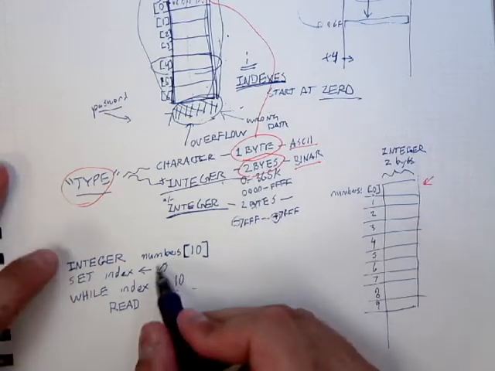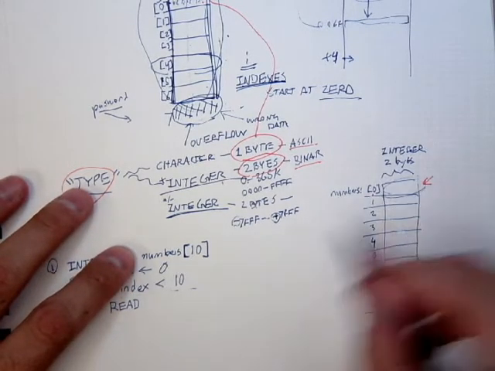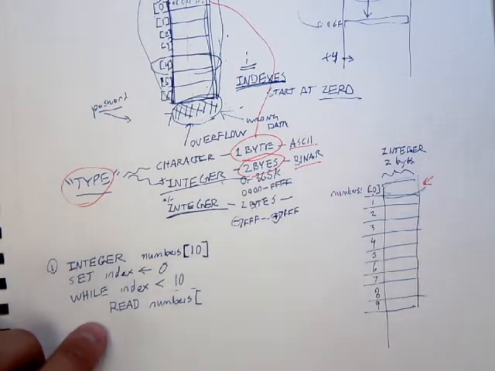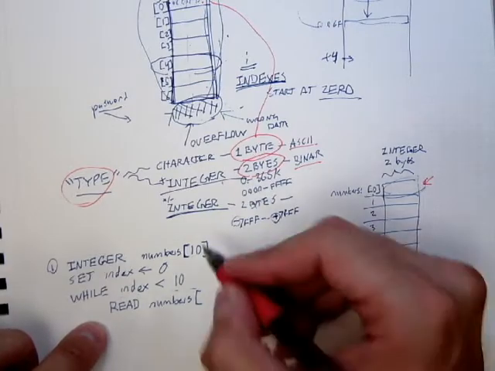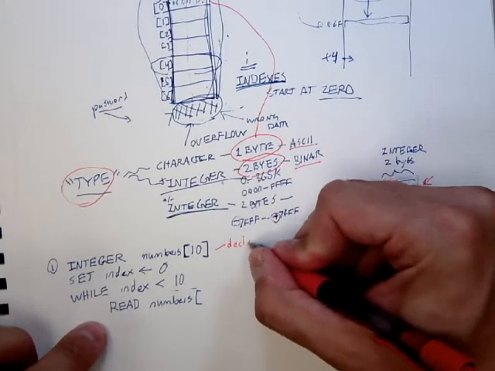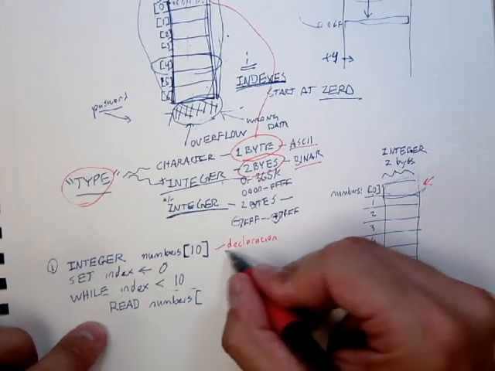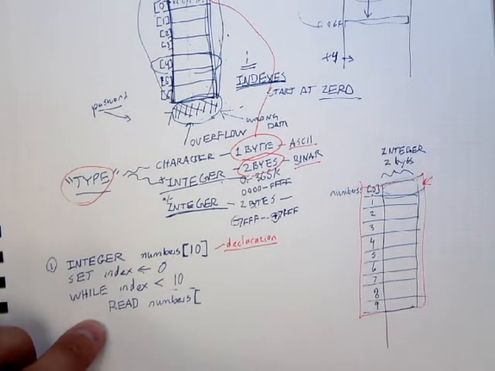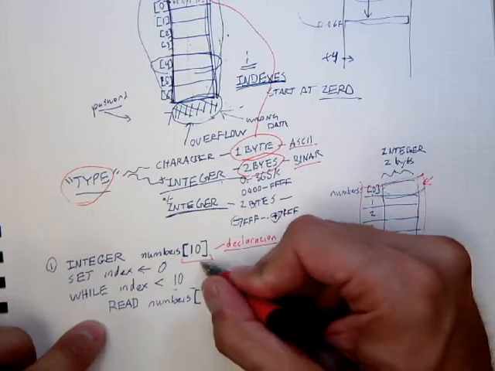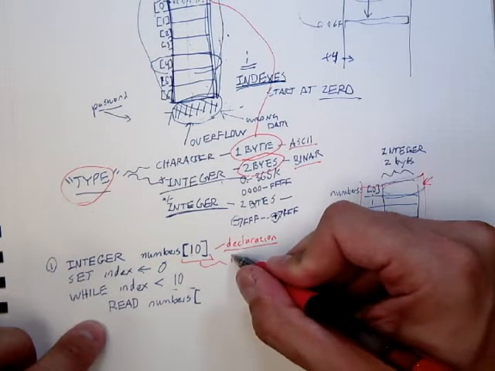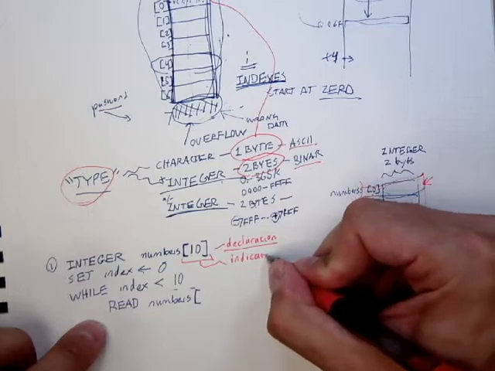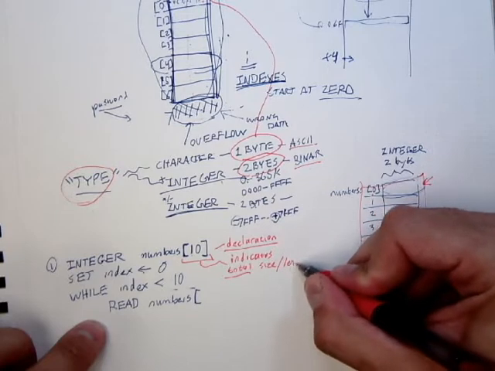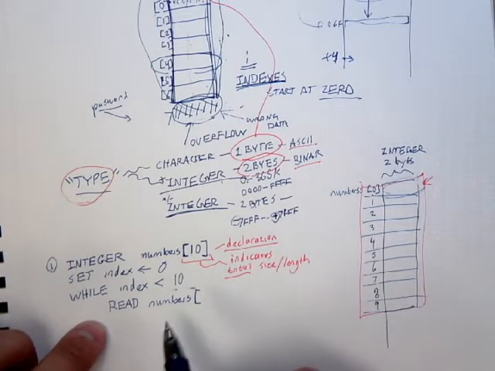the value, and we want to store it at that position. So we're going to read in numbers, and we use a bracket. It's important to recognize that this is a declaration. This is saying go out and reserve this much memory. When we use a square bracket in a declaration, it indicates the total size, the length of the array.